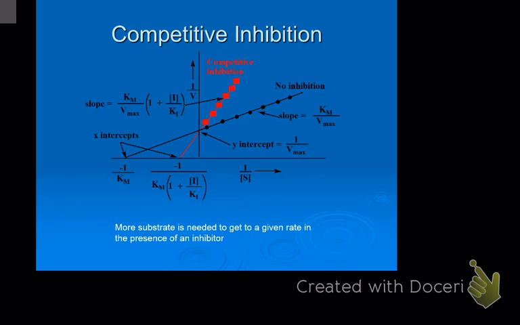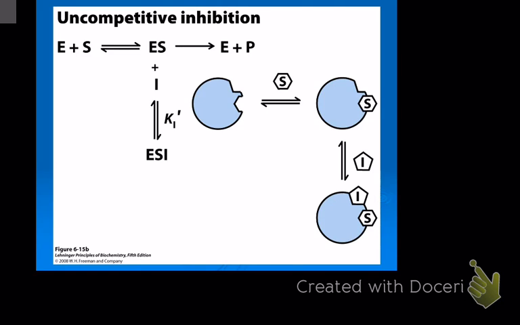All right, so that's what the competitive inhibitor looks like on the Lineweaver-Burke. More substrate is needed in order to compete with the inhibitor in order for the product to form. Next step is uncompetitive. Remember, that's the one that only affects the Michaelis complex.